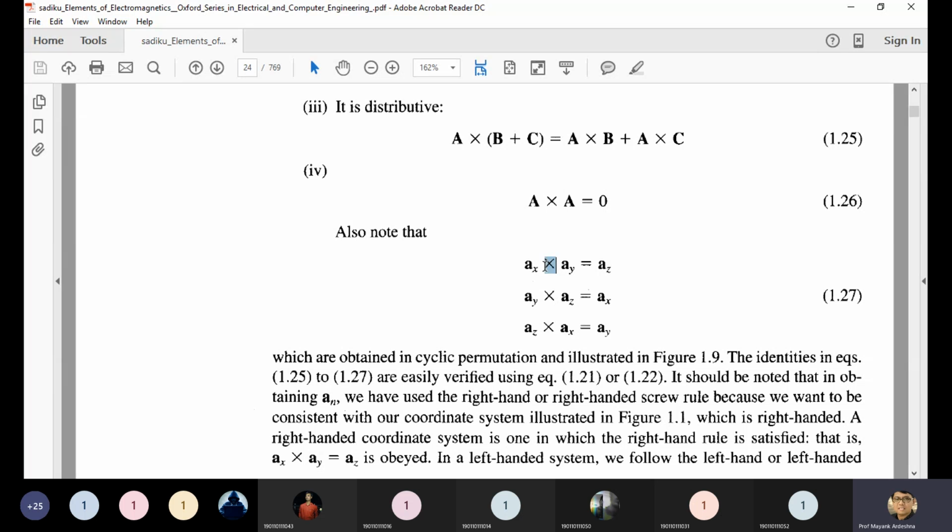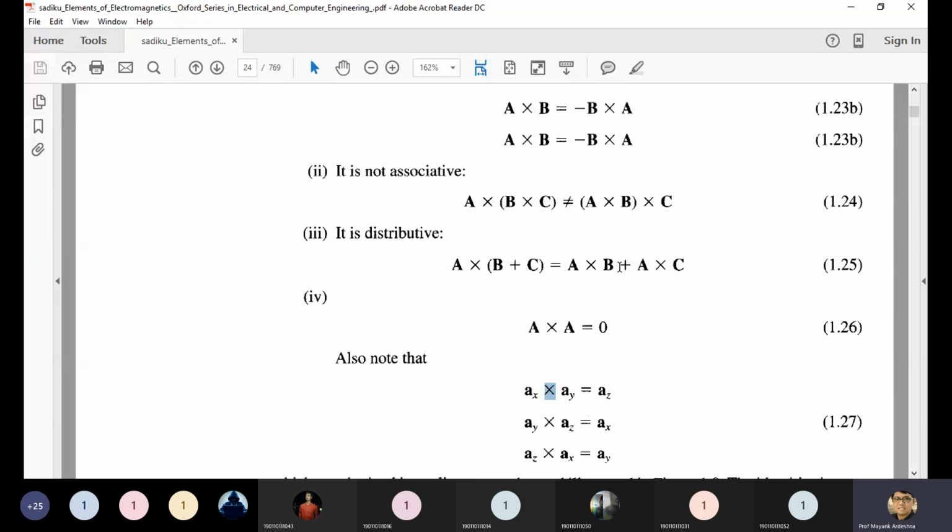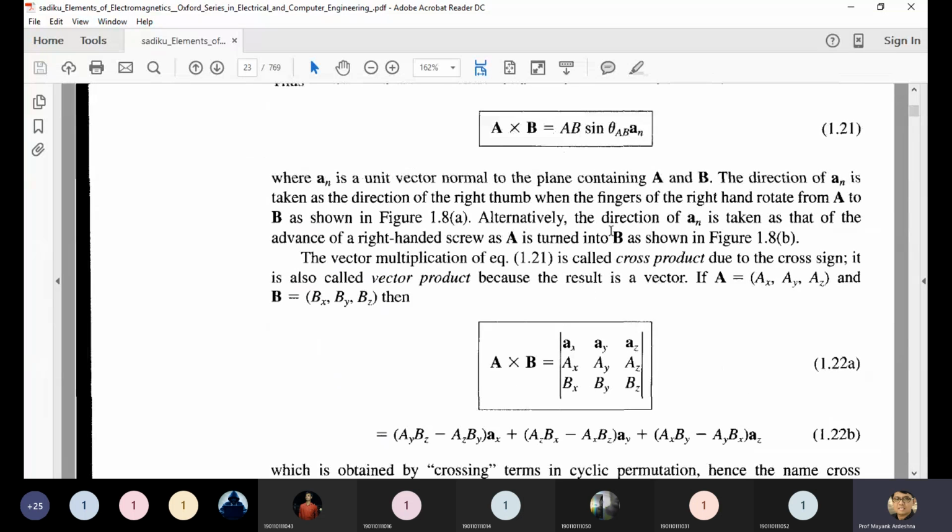So instead of this cross, suppose I put the dot over here, ax dot ay, then definitely the answer is 0. Ay dot az, answer is 0. Az dot ax, answer is 0. Because they are at 90 degrees to each other, it has an orthogonal nature. So if the dot product of any two vectors is 0, then they are considered perpendicular.